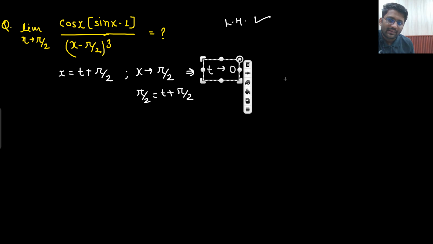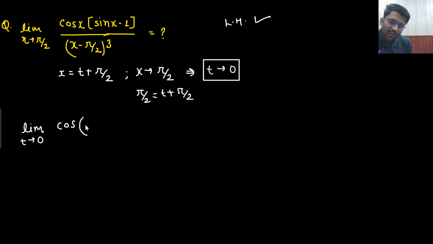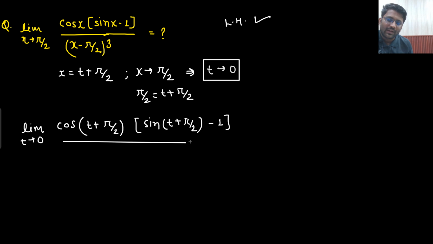If I am putting x equals to t plus pi by 2, then t will tend to 0. So can I replace it somewhat like this? Sir, x was tending to pi by 2, but now t will tend to 0. In place of x, what I need to put? T plus pi by 2, sir. And then minus 1 here. Then in place of x, what I will put? T plus pi by 2. And then minus pi by 2 whole cube.